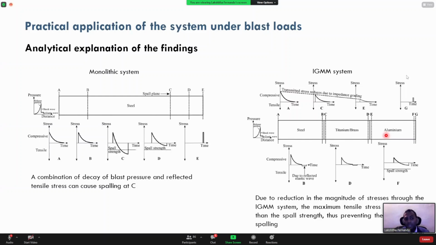So spalling is the critical failure in these cases. Spalling is effectively a tensile failure. So it's to do with the tensile stresses that get developed generally towards the back face, the face away from the blast. So what we are doing here is reducing the stress gradually through the system so that by the time you get to the last material, our stresses have reduced significantly, to the extent that you will not get tensile failure.